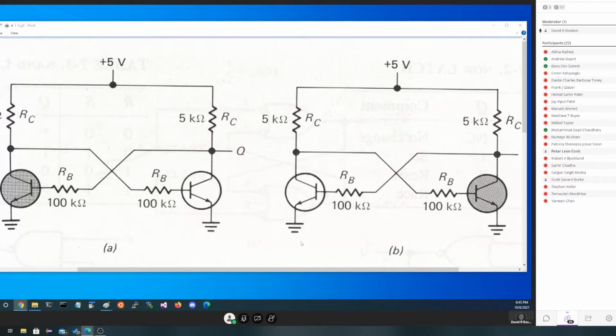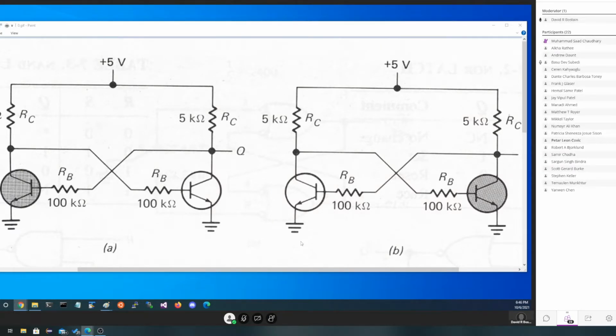Andrew, why do you think it's A? I'm not really sure. It just looked the same, so I didn't think it mattered. Okay. Basu, you also said A. Why did you pick A? The first time, I thought both transistors would be on, and I voted for A anyway. Okay. Right. Well, let's take a look here and think about the problem.